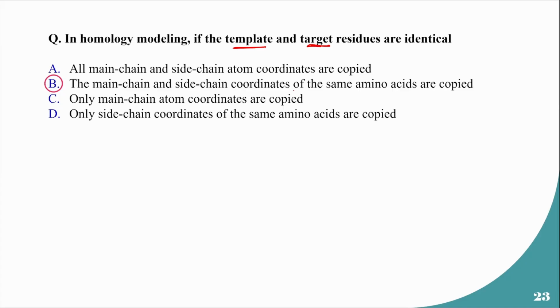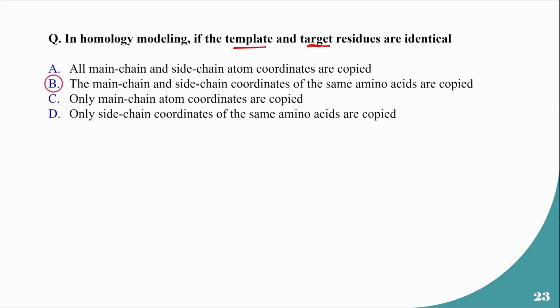Okay, so for the amino acid residues or positions where the sequence is matching exactly, for those particular positions, you can copy the coordinate information for the main chain as well as the side chain from the template, and you can get the values for the target. So here in this case, the proper answer should be option B.